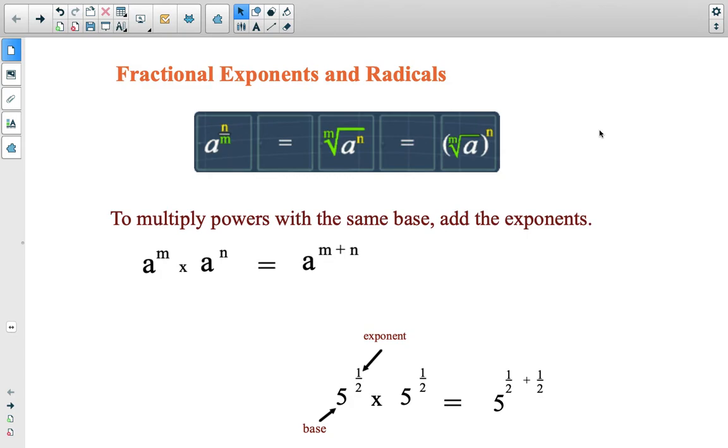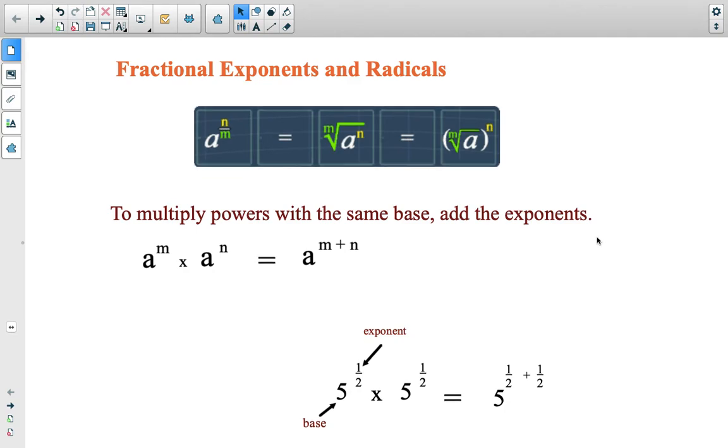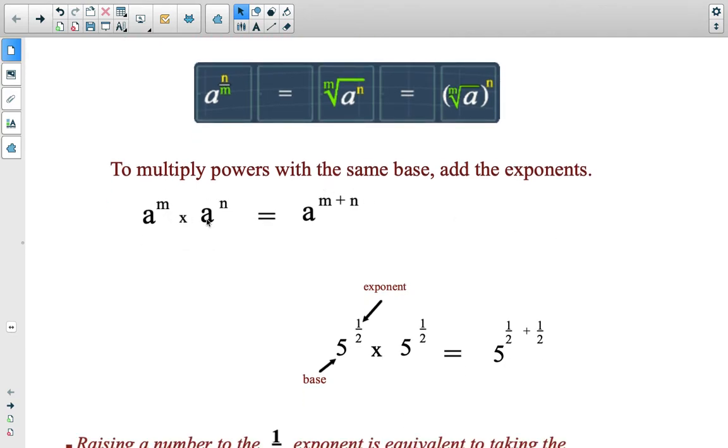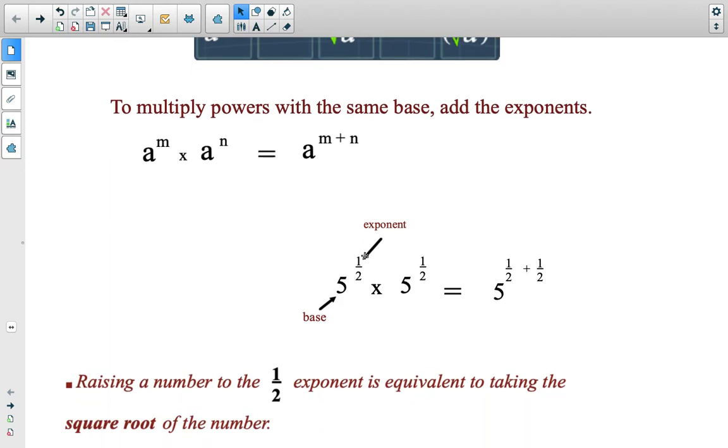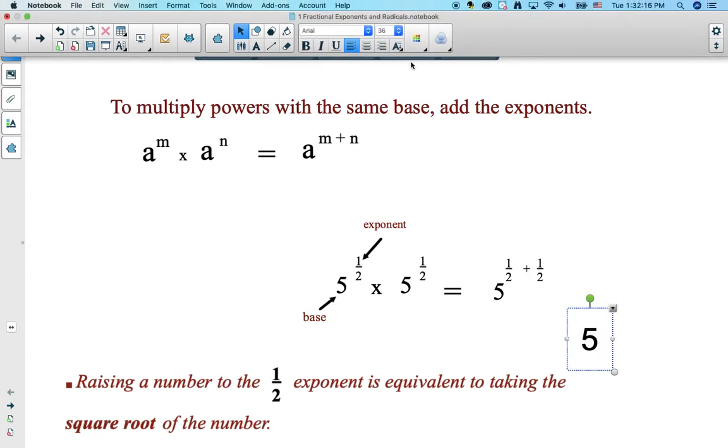You guys did a little activity before the video, so we're going to talk about exponents in a fraction form and how we translate it between a fractional exponent and a radical. So we all know that when we multiply two powers with the same base, so a to the power of m, a to the power of n, we add their exponents. So that was one of our rules. So if I were to take 5 to the power of 1/2 and times it to 5 to the power of 1/2, I would get 5 to the power of 1/2 plus 1/2, which would equal 5 to the power of 1, right?